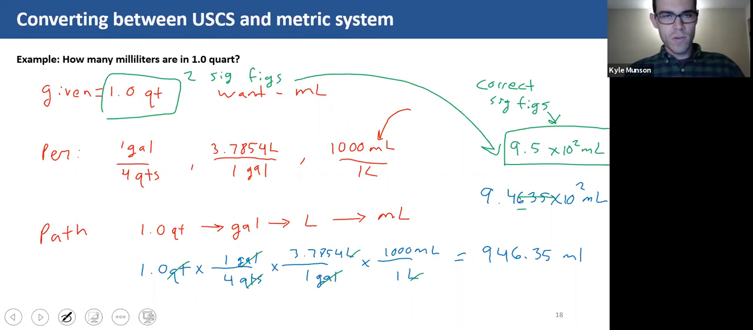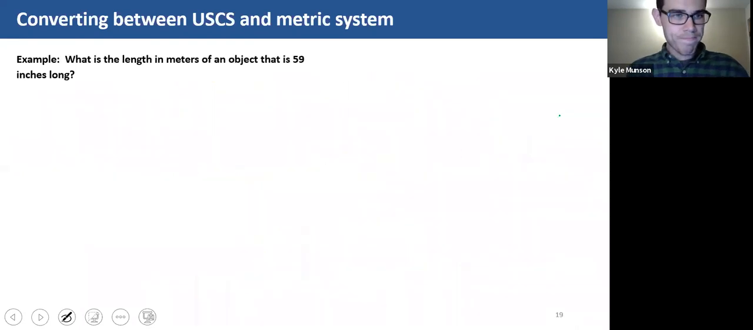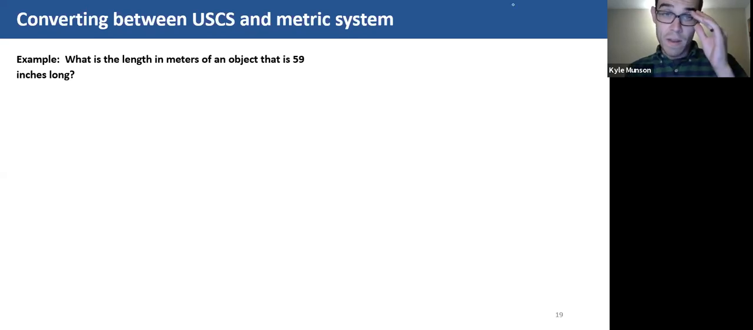All right, so that's the correct number of sig figs for the answer, okay? 2 sig figs. So why don't you just take a look at this example again, if you're confused, and see how we came to that example. Okay, so let's do one more example. What is the length, in meters, of an object that is 59 inches long?